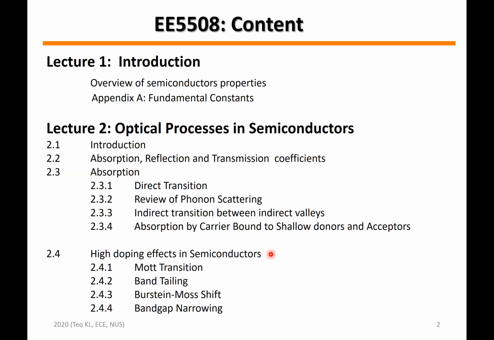Session 2.4 will discuss the high doping effects in semiconductors. Some of the important phenomena are Mott transition, band tailing effect, Burstein-Moss shift, and band gap narrowing.